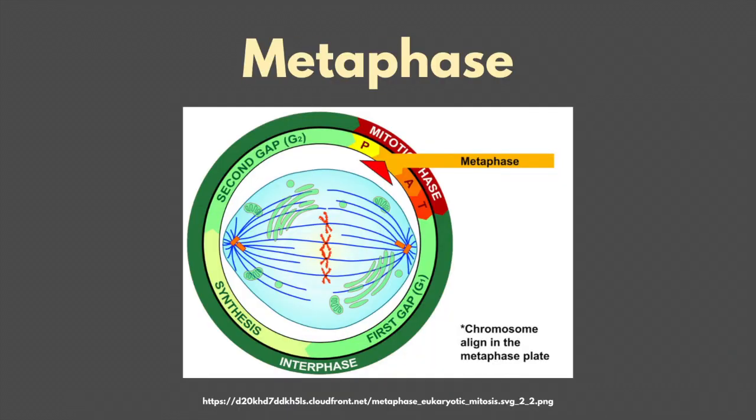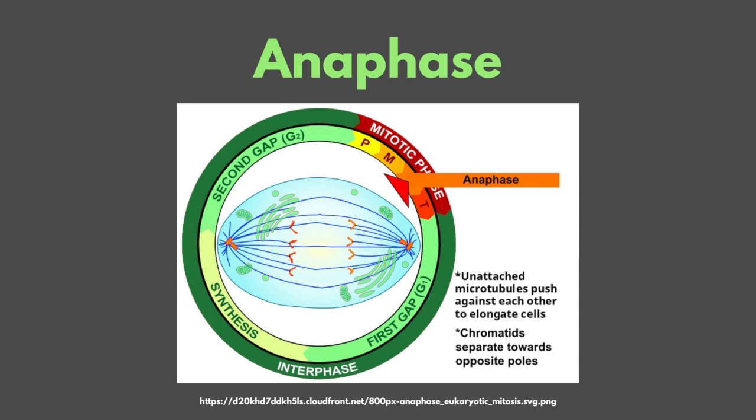During metaphase, the chromosomes line up in the metaphase plate. And then during anaphase, the microtubules that aren't attached to the chromosomes help elongate the cell, while the microtubules that are attached to the chromosomes shorten so that the chromatids can move to opposite poles.